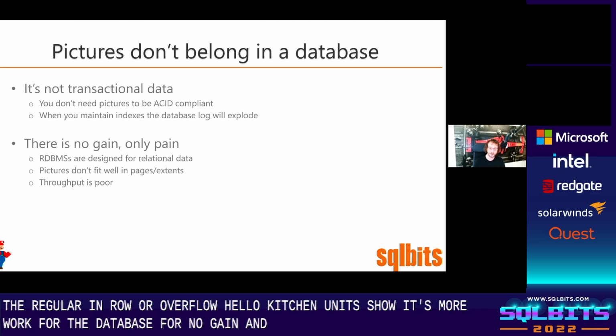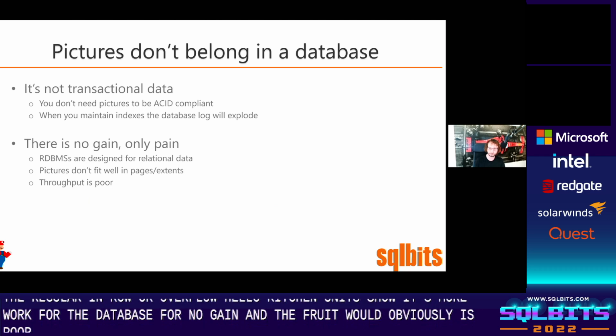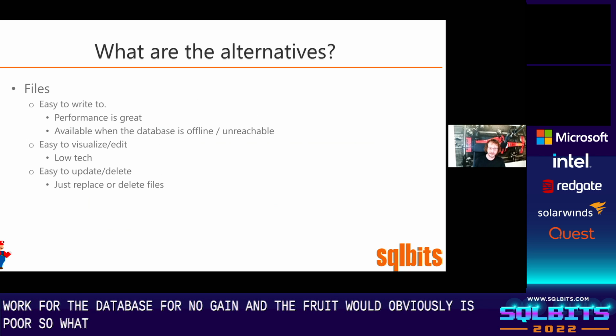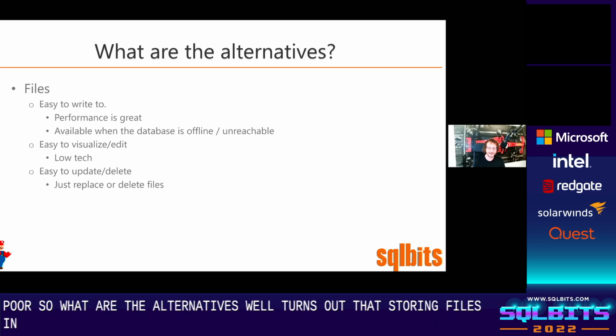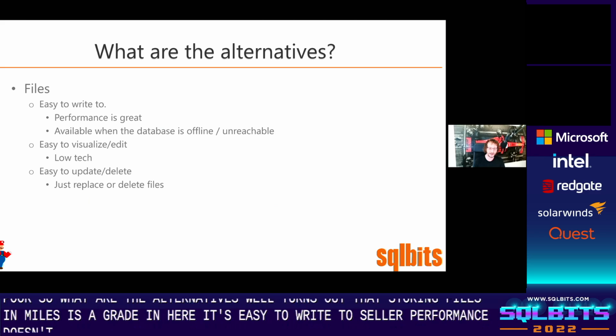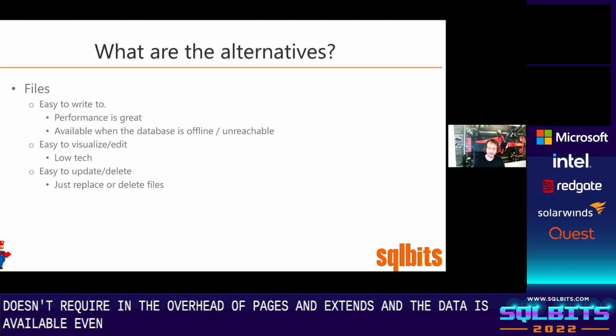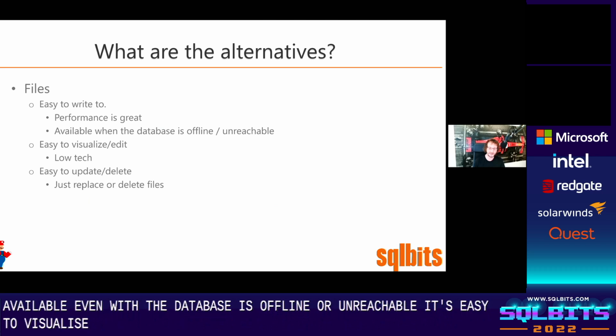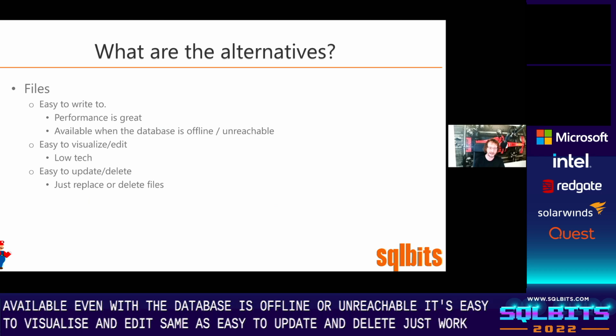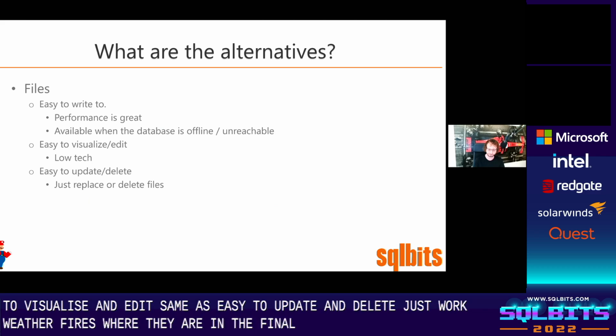And the throughput obviously is poor. So what are the alternatives? Turns out that storing files in files is a great idea. It's easy to write to, so the performance doesn't incur the overhead of pages and extents. And the data is available even when the database is offline or unreachable. It's easy to visualize and edit, same as we said for logs, and easy to update and delete. Just work with the files where they are in the file system.